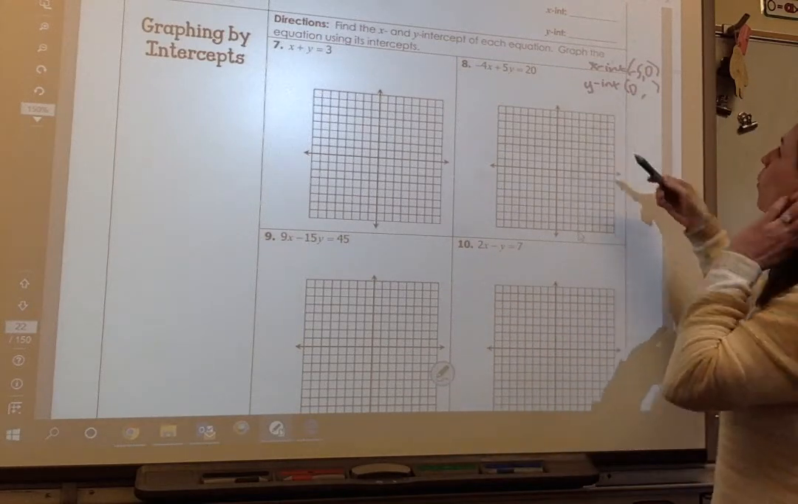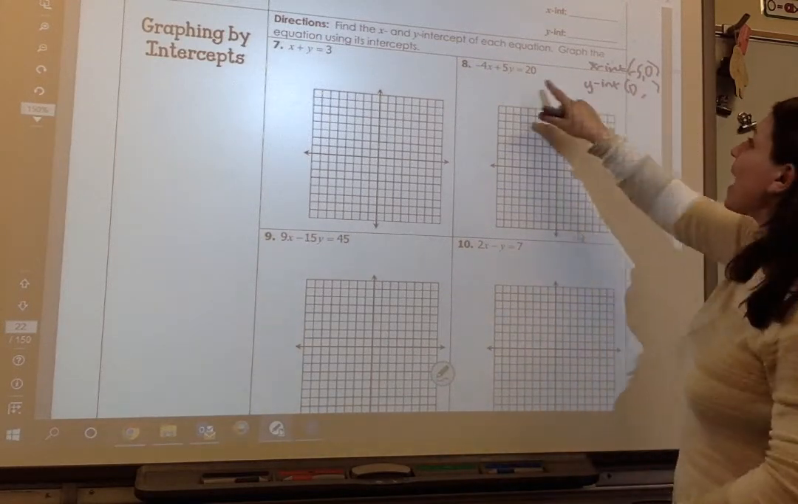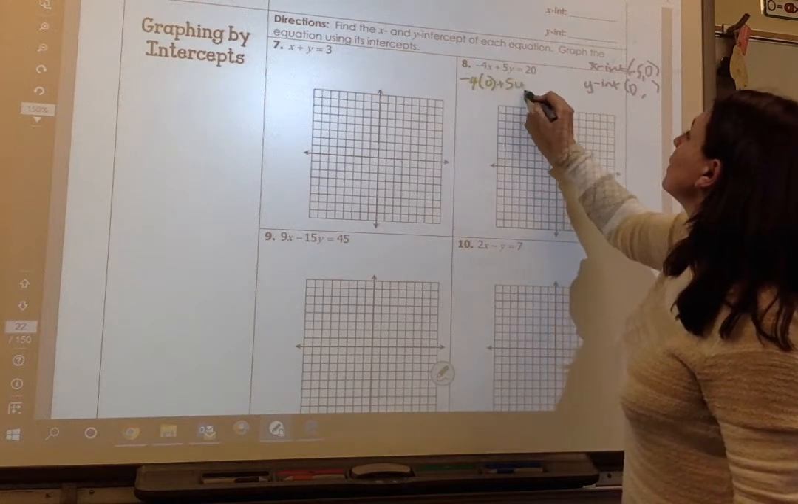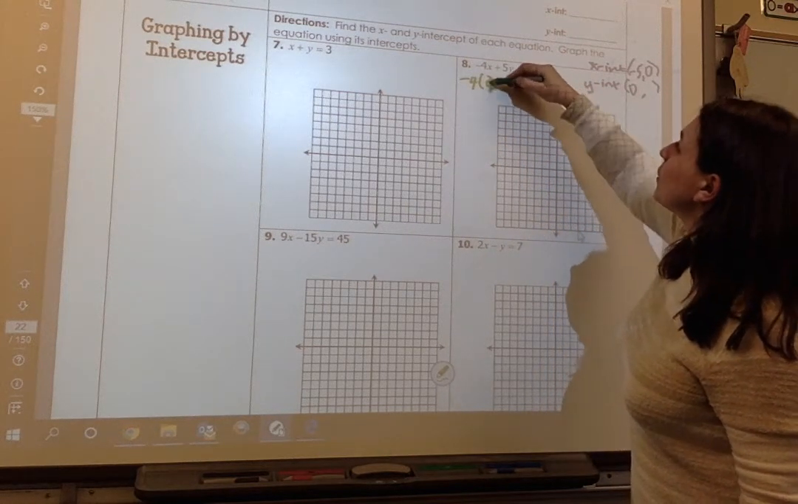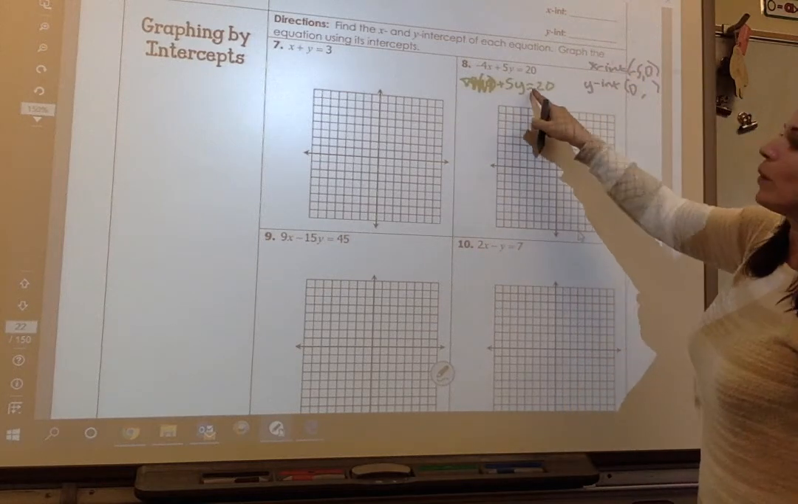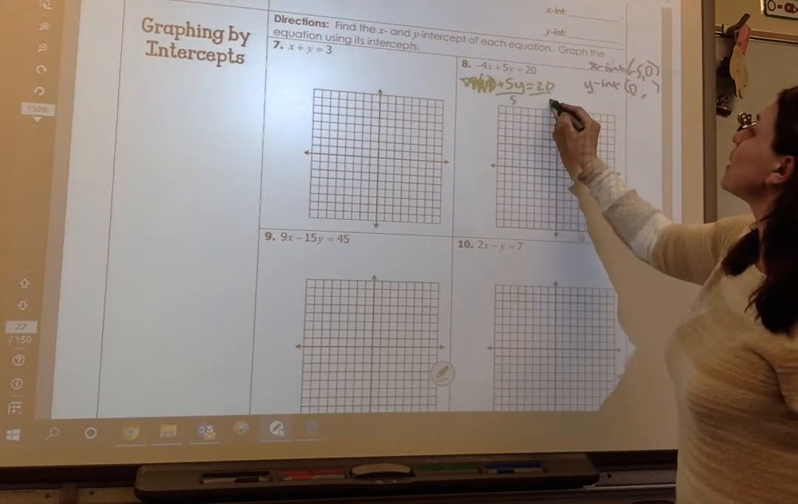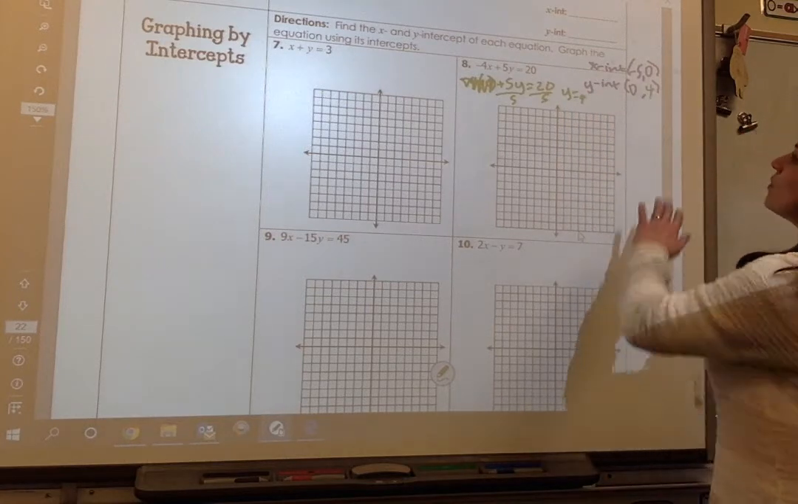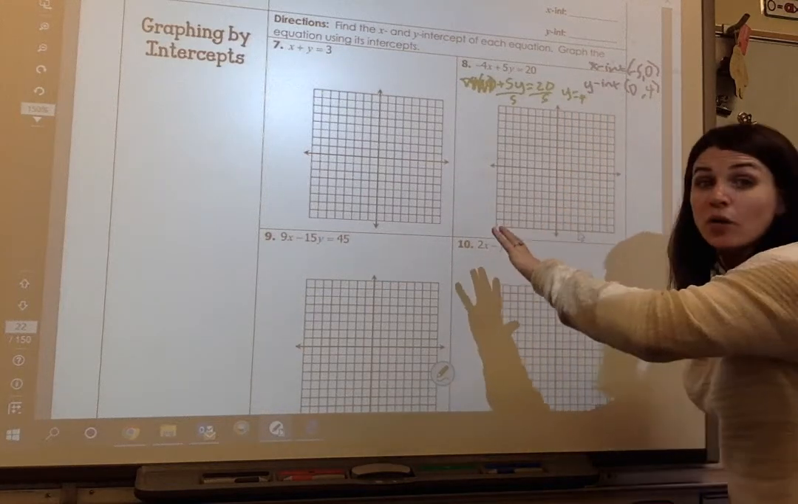Now let's solve for my y-intercept. My y-intercept is when x equals 0. So here I'm going to plug in a 0 for x. And what does that allow me to do? Cover it up. 5y equals 20. Divide both sides by 5. And y equals 4. So now that I have these 2 points, I'm going to graph them.